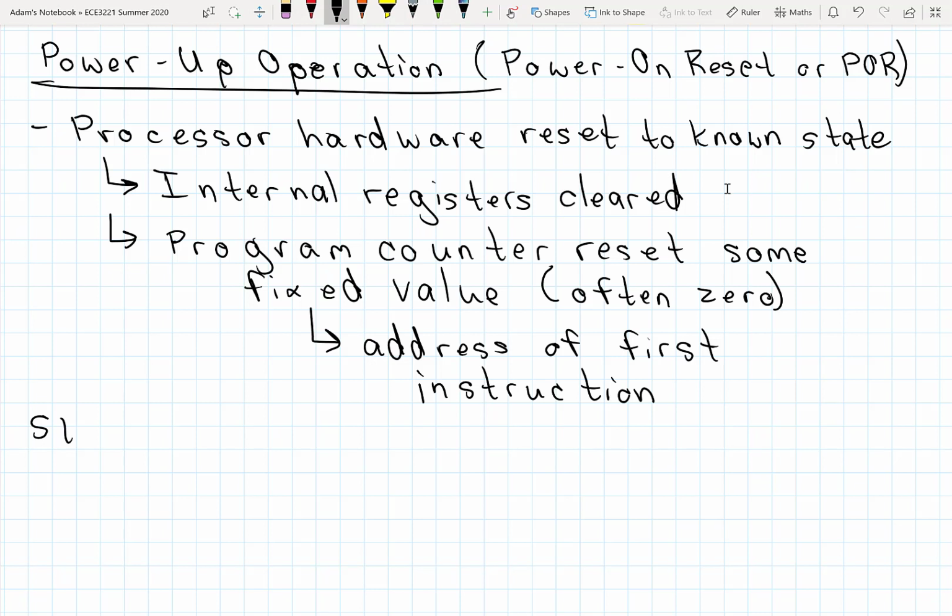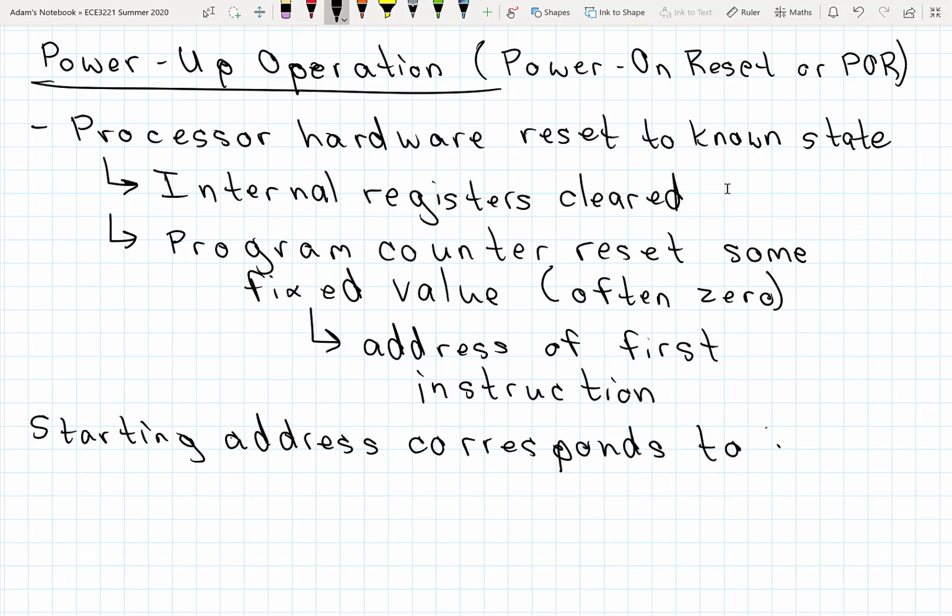Okay, that starting address corresponds to an address within a block of non-volatile memory. Right? It has to be, because that instruction has to persist through a power cycle.